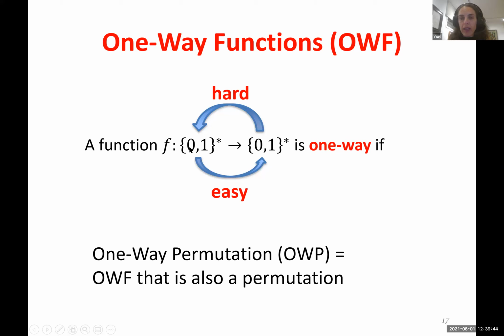Given x, computing g to the x mod p, we know how to do efficiently. But given g to the x mod p, finding x, we believe that it's hard. That's called the discrete log assumption, and in the homework, the last problem is related to this. So the point is there are many one-way functions. All of them require some assumption. And of course they require some assumption.